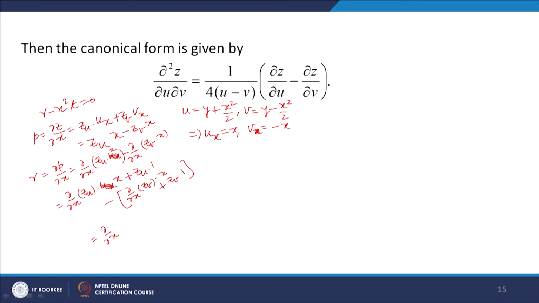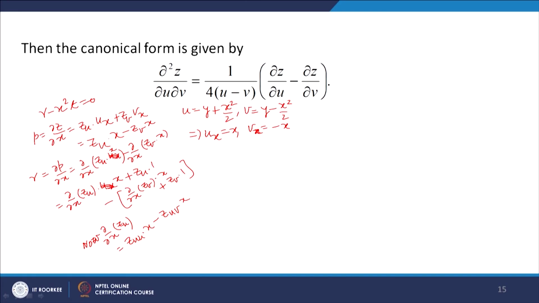Now, in place of z here, let us put zu, because this relation is valid for any function z of u and v. So, it is also valid for zu, because zu is a function of u and v. So, the partial derivative of zu with respect to x is, putting zu in place of z, zuu into x minus zu, and the partial derivative of z with respect to v gives zuv into x. This is how we get the partial derivative of zu with respect to x.